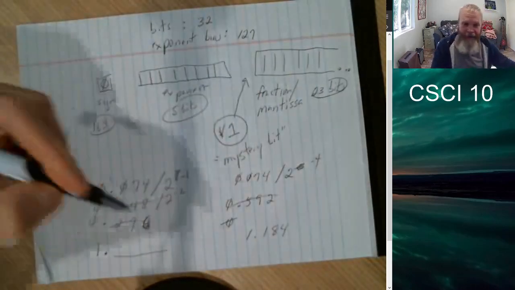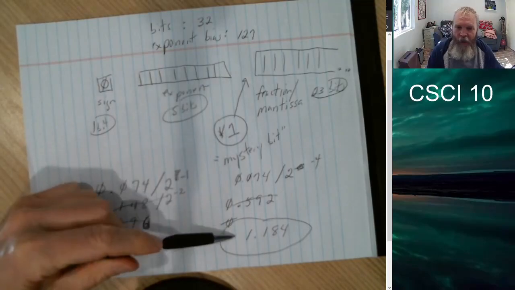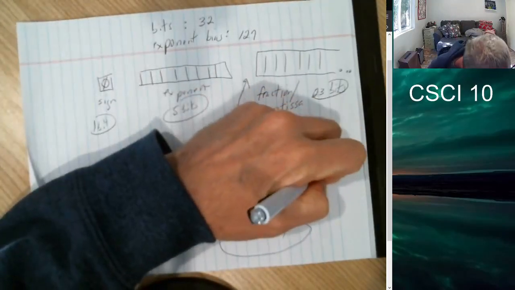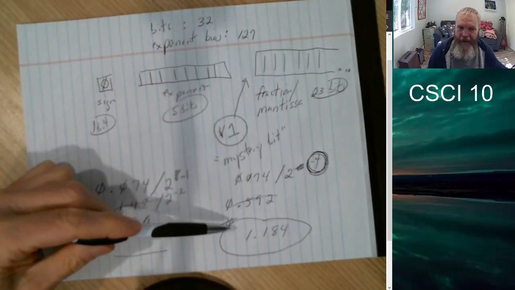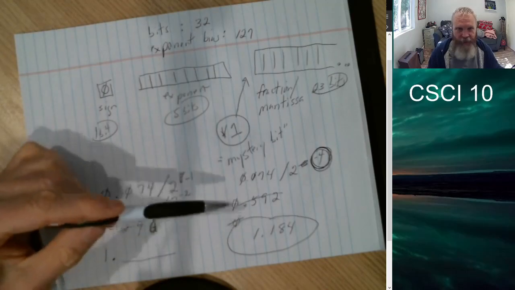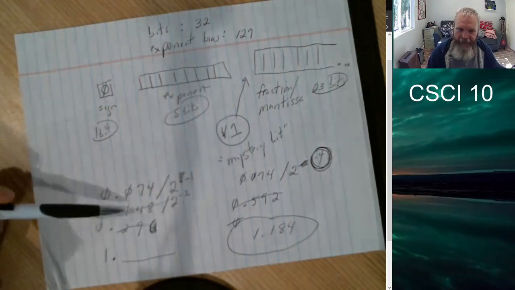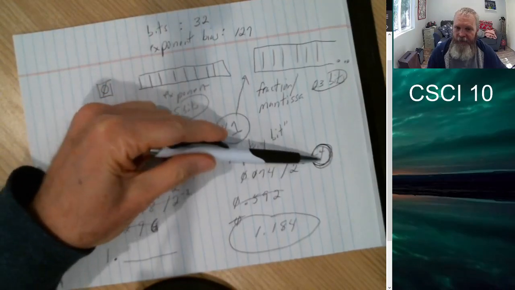0.184, hooray! We found this exponent that made this number be 1.184. That's just the way the standard works. So hopefully you at least kind of followed along. These are hard. Anyway, we found an exponent value.